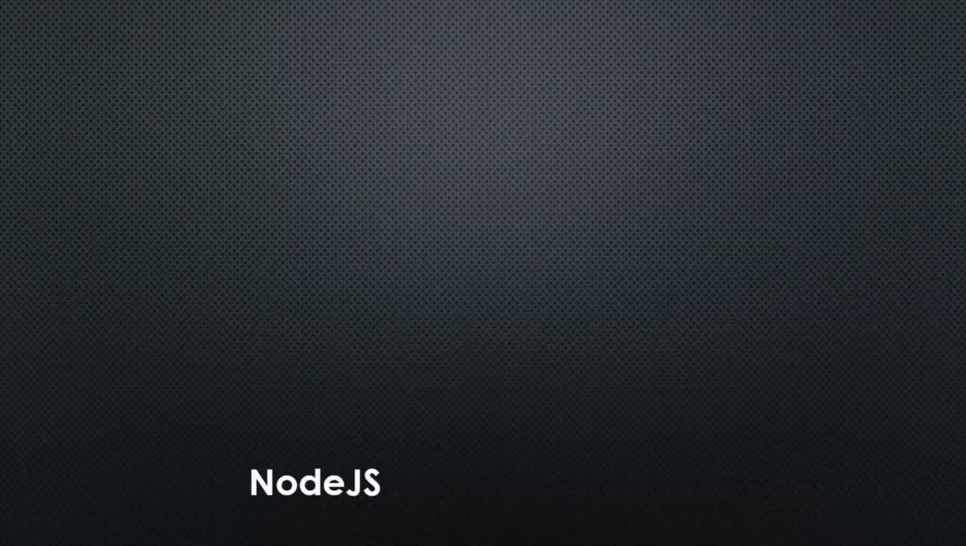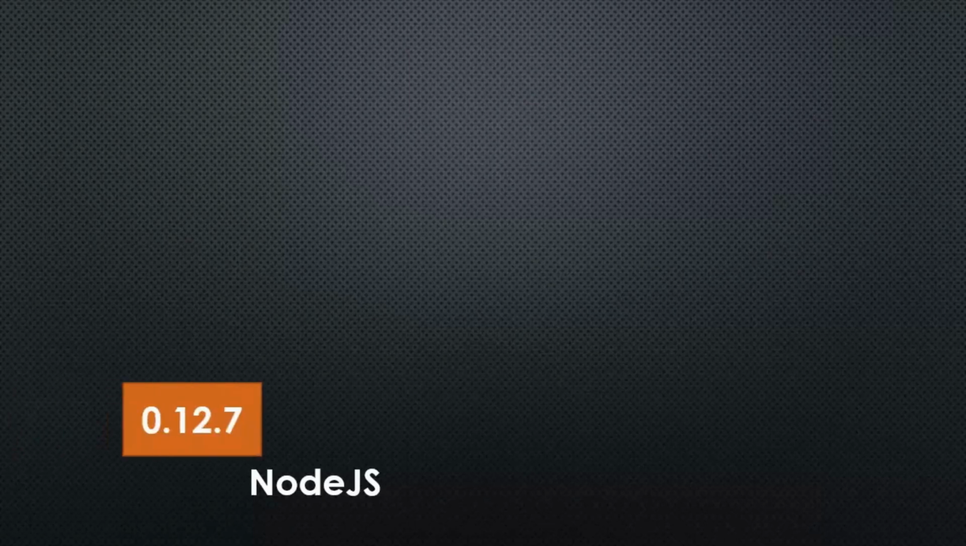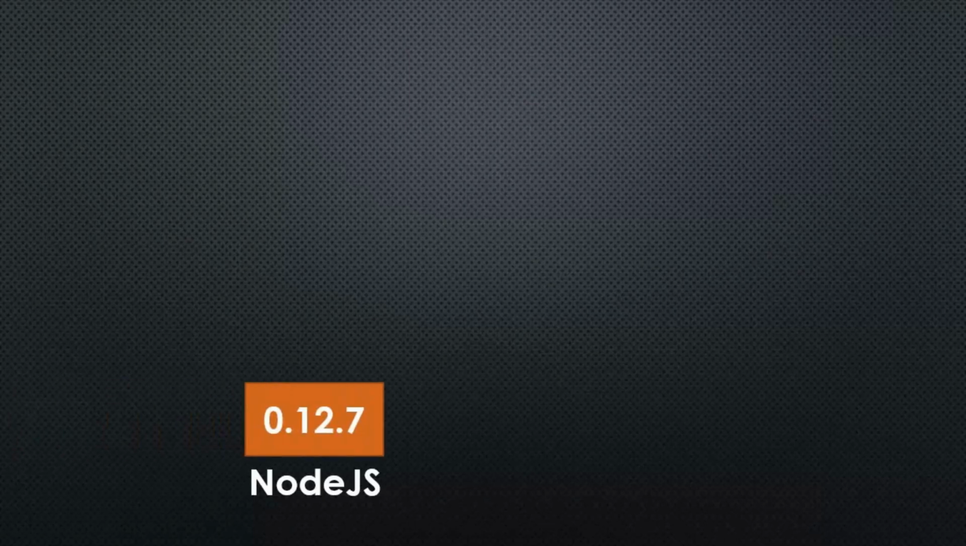Actually, this is a good time for a side note about versions of Node.js. You might be a little confused depending on which version of Node.js you've installed. You may have seen when you ran node -v something like this, a 0.12 point something. And that's fine. Actually, for that version of Node, 0.12 point something, everything we do in this course, for the most part, will work just fine.